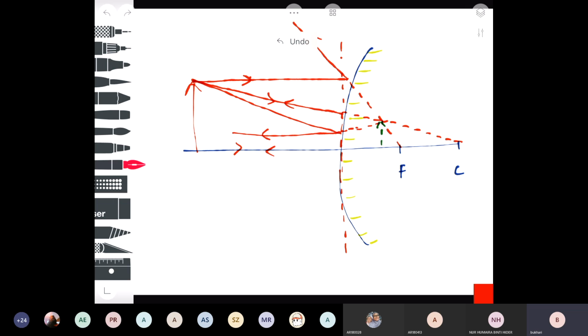So if you don't want to be confused, you just draw two rules. It's okay. This is enough, like this one. So now we have the image. It is upright, smaller, and it is virtual. Okay. Any question? No. Thank you, sir. Okay, good. Very good. Okay, the next thing.